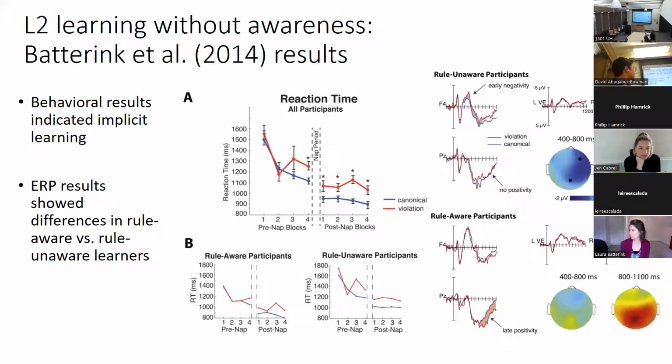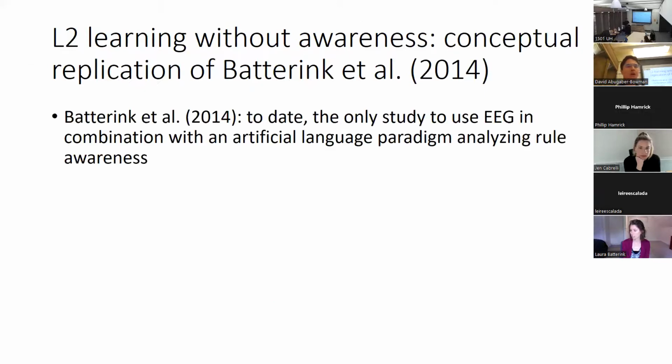Their ERP results show differences between the unaware and aware learners. So the unaware people had an early negative amplitude deflection. The rule aware participants, by contrast, had a late positive amplitude deflection. So the difference in ERP sort of seems to suggest some validity in the unaware versus aware participants.